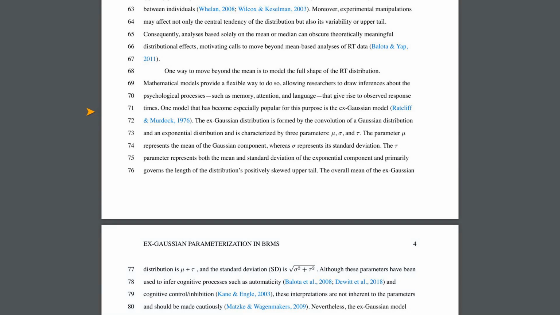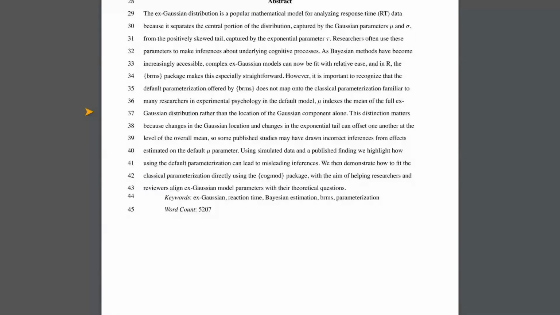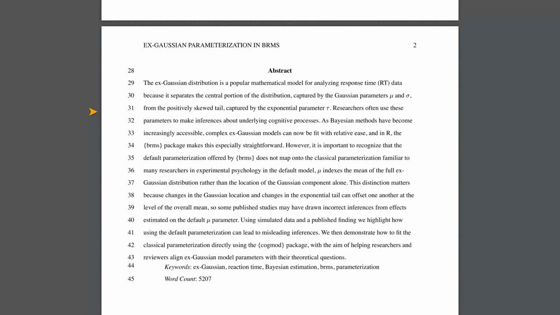Now here is where things get a bit tricky, especially when using a popular software tool called brms in R, which is a programming language for statistics. While brms makes it easy to use these ex-Gaussian models, it uses a slightly different way of naming and measuring these parameters than what many researchers are used to.